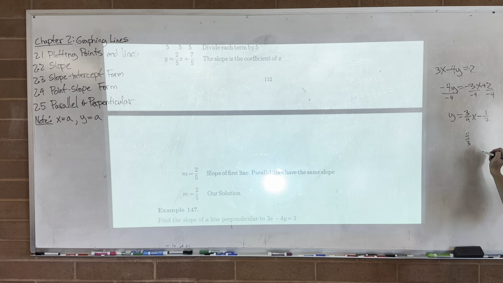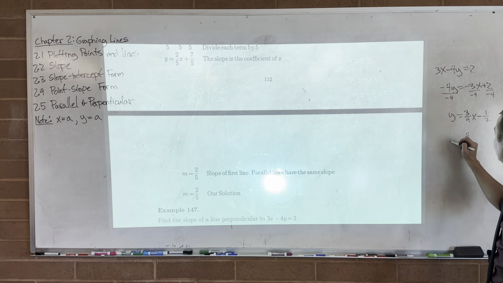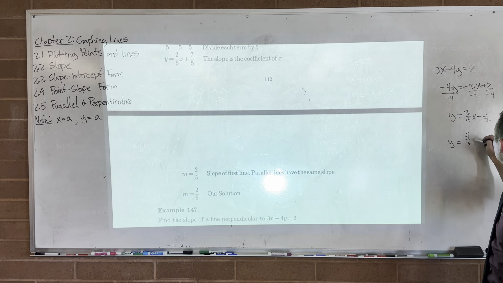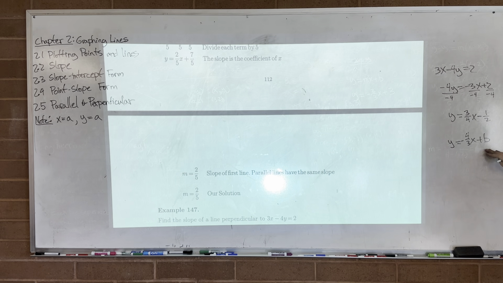4/3, almost. Negative 4/3. It's the negative reciprocal. So it's going to be all the lines y equals negative 4/3 x plus b. Any line of this form is going to be perpendicular to this line. And there's an infinite number of perpendicular lines.